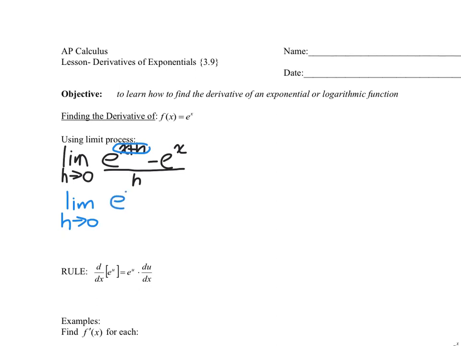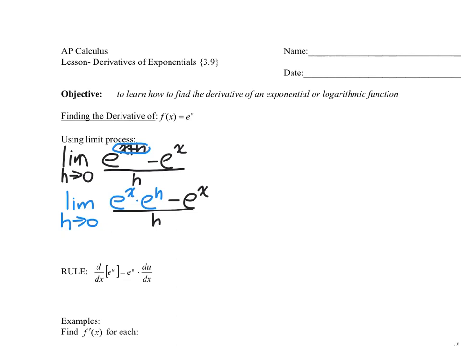We'd write that as e to the x times e to the h, minus the e to the x, all over h. All right, so that's keep the base, add the exponents, but in reverse. Anytime you have a sum in exponents, that's a legal maneuver. You break it up into a product.